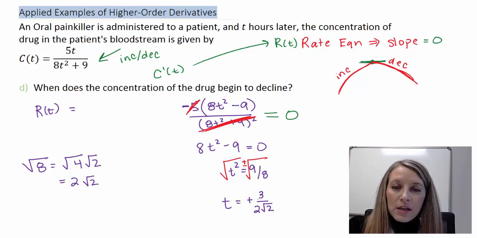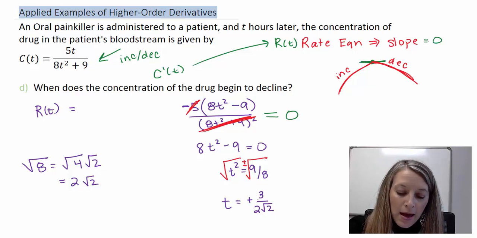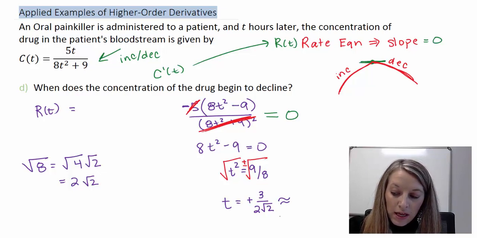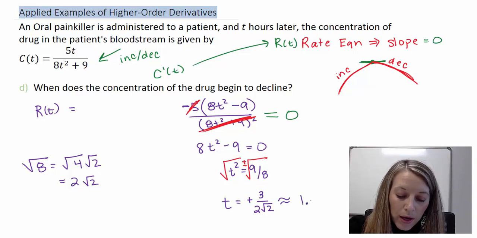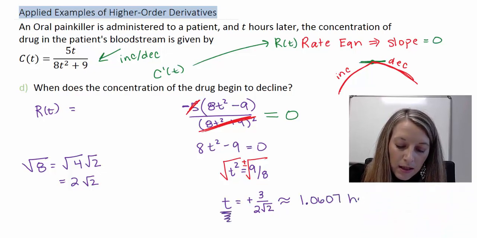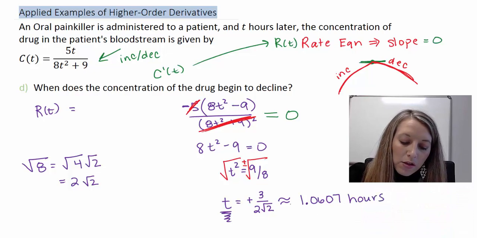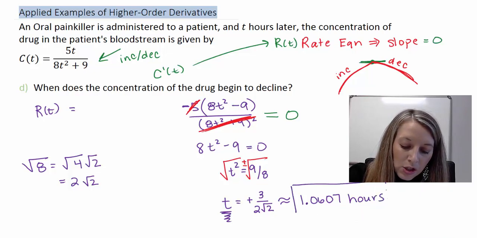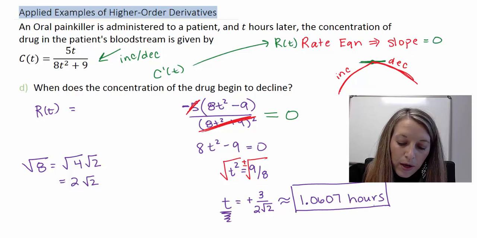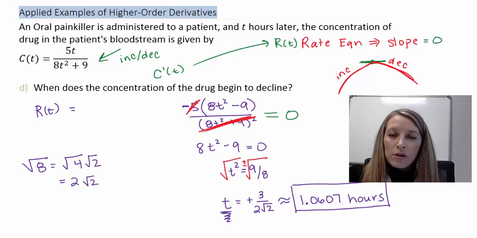But again, this is an applied problem, so we want to actually know when this is actually happening. If I were to figure out my decimal approximation for this, it would be 1.0607, and since my variable is in time, this is hours. So our rate begins to decline at 1.0607 hours, so shortly after 1 hour.